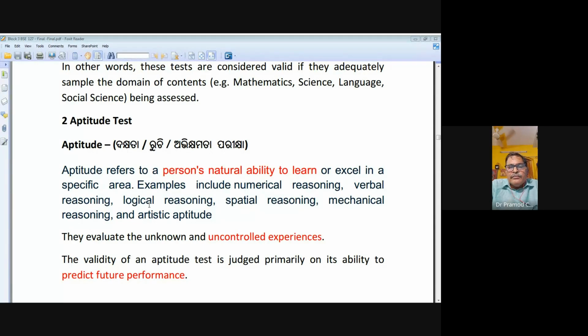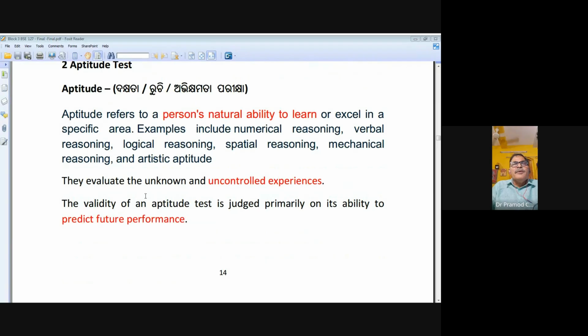Mechanical you will know. Mechanical means if you have no interest in mechanical works, then definitely you cannot do the job. Artistic, suppose it may be dance, painting, art, photography, whatever it may be, and you will not be able to perform properly. So how can we evaluate?